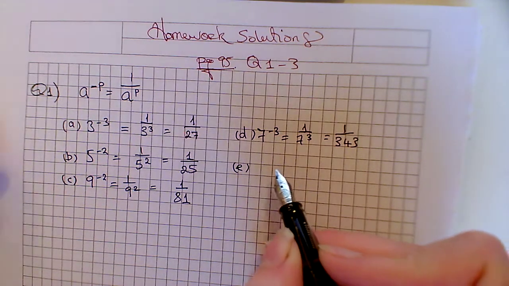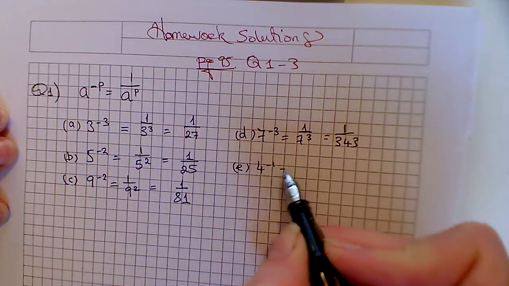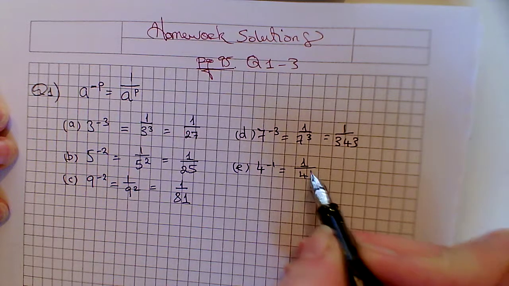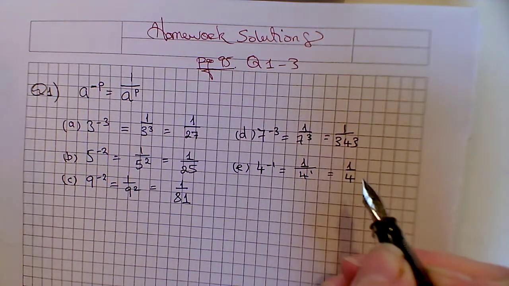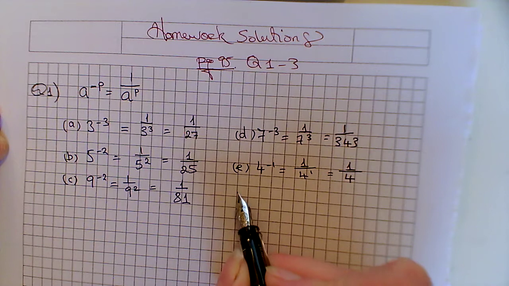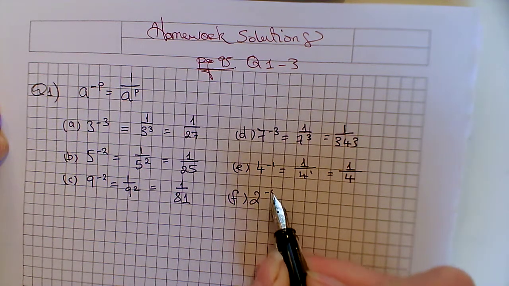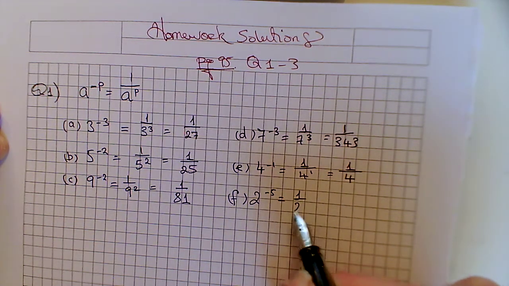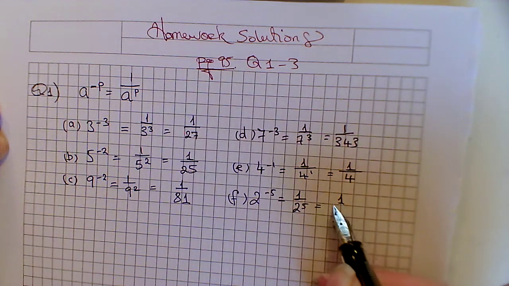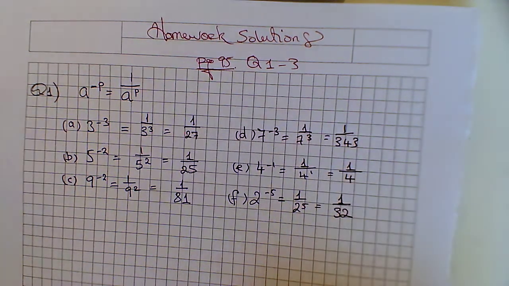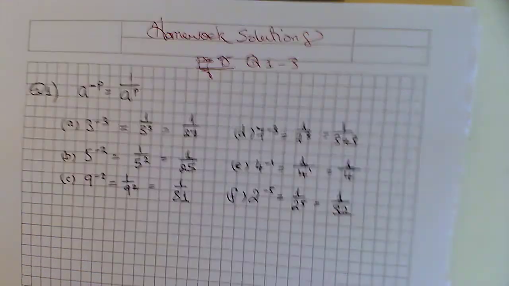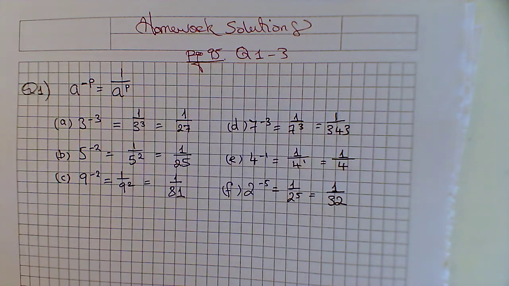And part E, 4 to the power of minus 1 is just 1 over 4 to the power of 1, or 1/4, 1 over 4. And part F, 2 to the power of minus 5 is 1 over 2 to the power of 5, and that's 1 over 32. So we can change them into fractions just like that by changing the minus power, moves the base number and the index below the line.